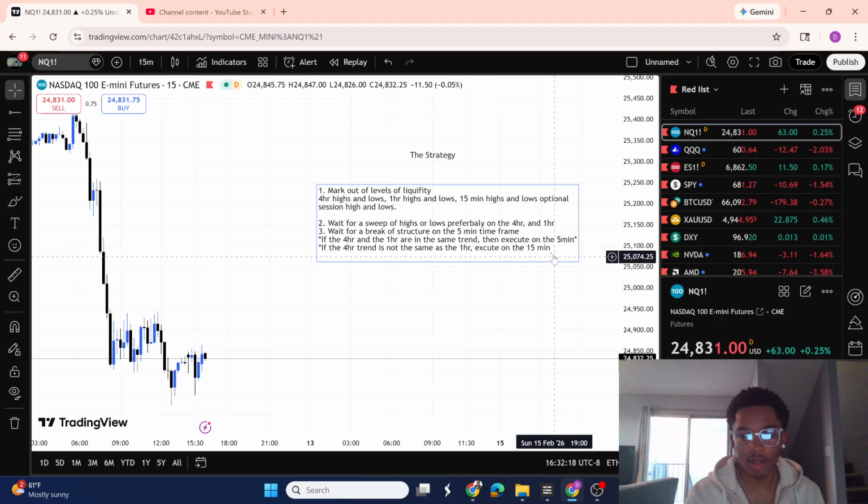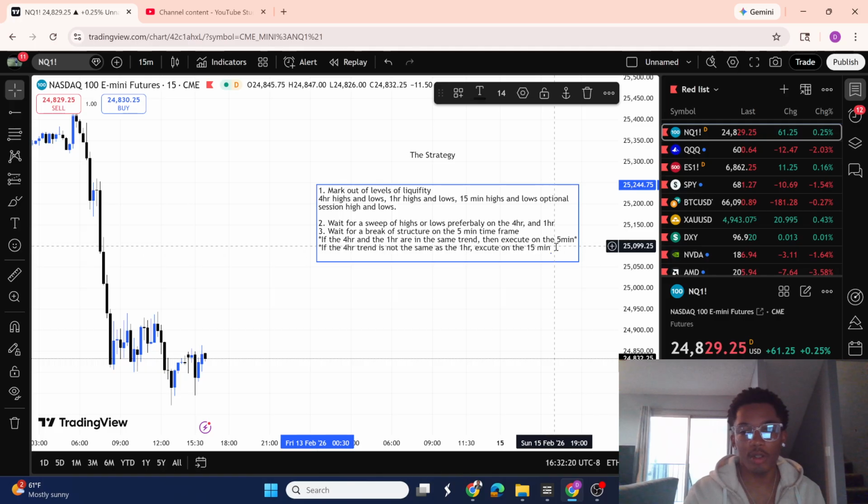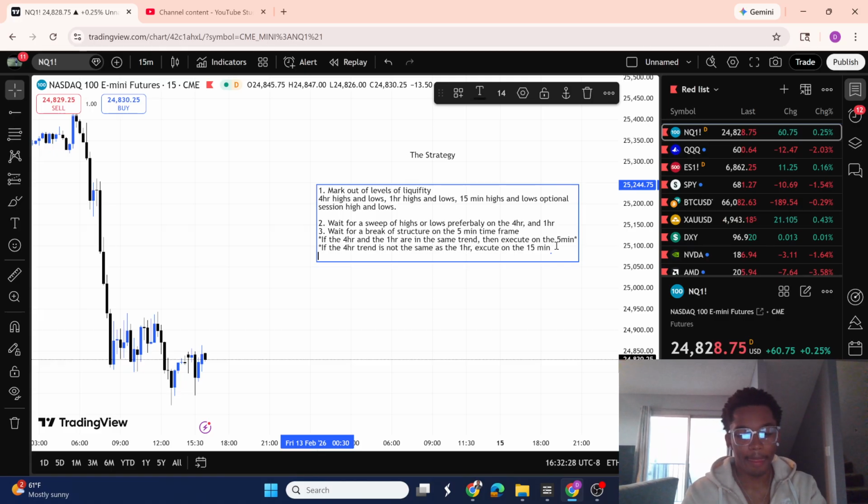Ideally we want to see that break of structure. Now that we see that, what do we want to wait for? Because this right here is the first step. These are the first two things that we need to see: liquidity sweep, break of structure.